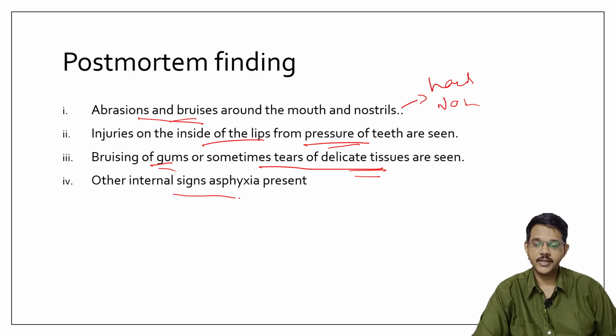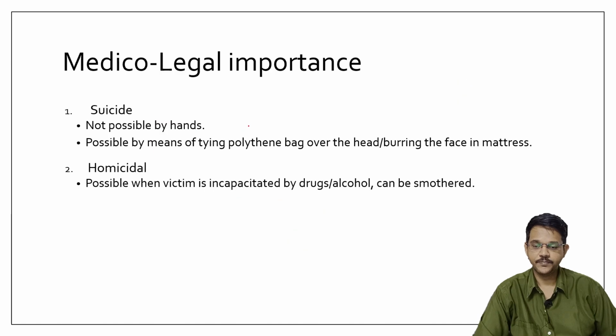Other than that, there are other signs of asphyxia present, which include congestion of internal organs. Then cyanosis will be present. Then petechial hemorrhages will also be present. So these other signs of asphyxia will be seen.